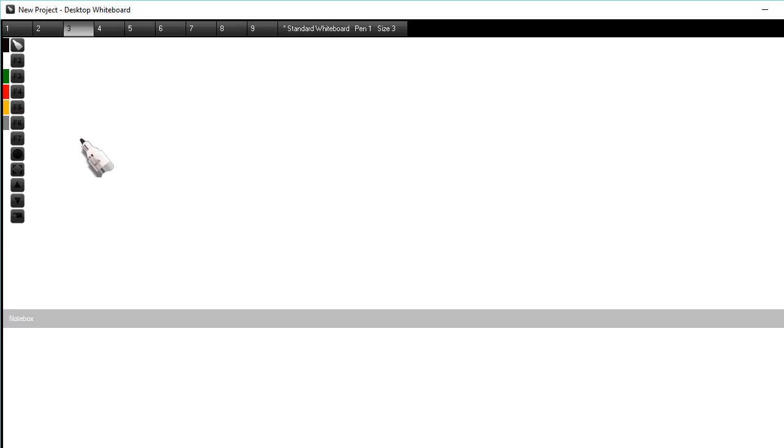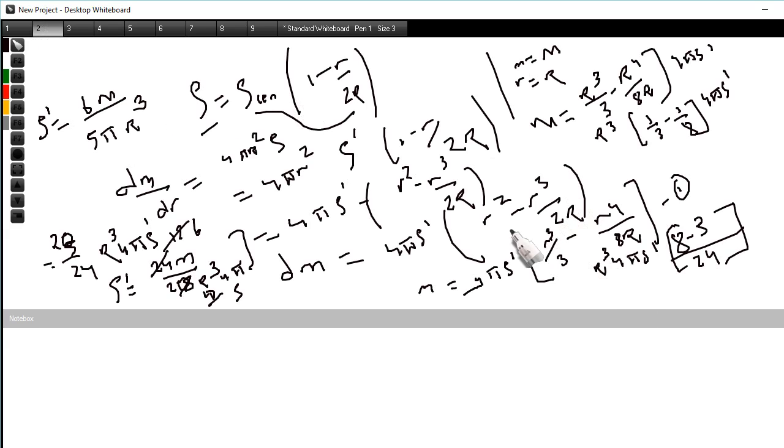Now the next step is to use the hydrostatic equilibrium equation, that is minus G M rho divided by r square. So instead of writing M, I can write this equation. Okay, so where is the equation? This equation 4 pi rho dash, r cube by 3 minus r 4 by 8R.